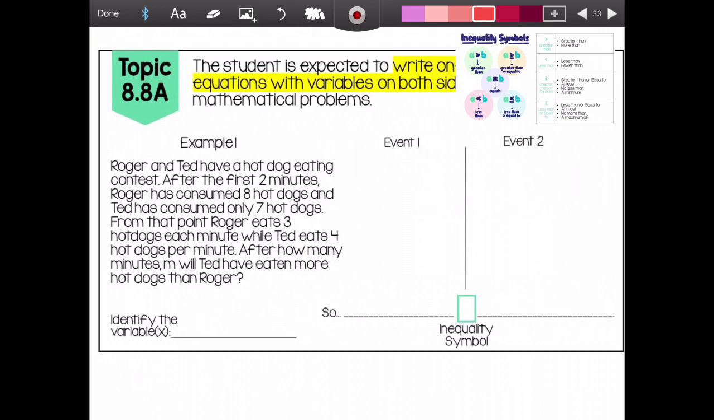Now it's very important to read the problem all the way through first before we start writing our inequality statement, because we want to identify our variable. If we notice, the question says how many minutes. So minutes is going to be our variable, the number of minutes. That's what the question is looking for. So that's our variable, and we'll represent it with an m.